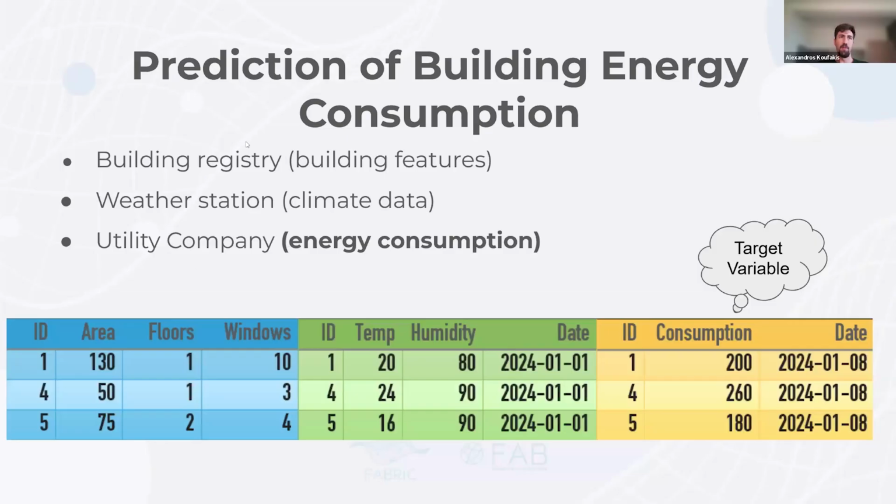And specifically, the building registry has information about the buildings, like the floor, the area of the floor, and the number of floors, the number of windows. The weather station has information about the external temperature, and also the humidity. And the utility company has information about the actual consumption of the building, which is also the target variable that we're trying to predict.